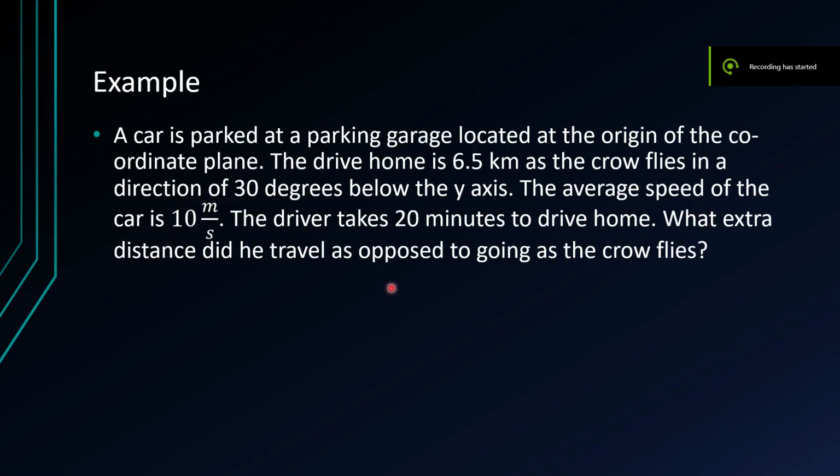So here's a little example of being able to differentiate distance and displacement. A car is parked at a parking garage that's located at the origin of a coordinate plane. The drive home is 6.5 kilometers as the crow flies in a direction 30 degrees below the y-axis. The average speed of the car is 10 meters per second. The driver takes 20 minutes to drive home.